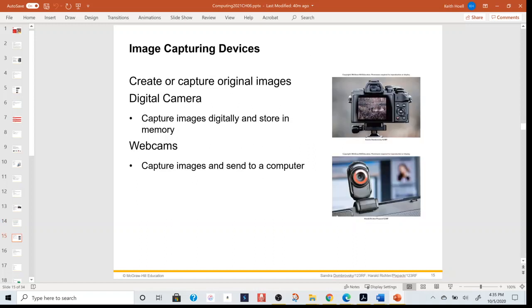Right, imaging capturing devices. We have digital cameras, we have webcams, right? If you've ever Zoomed before, you've used a webcam. That is another good type of input device. So these are input devices.